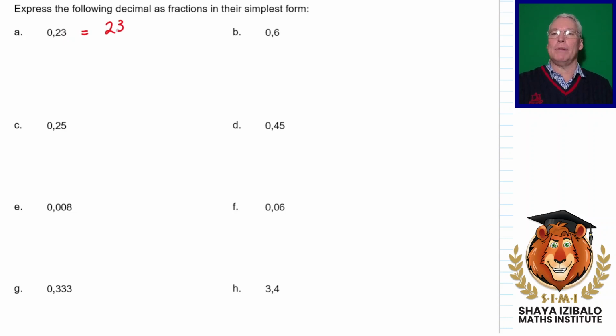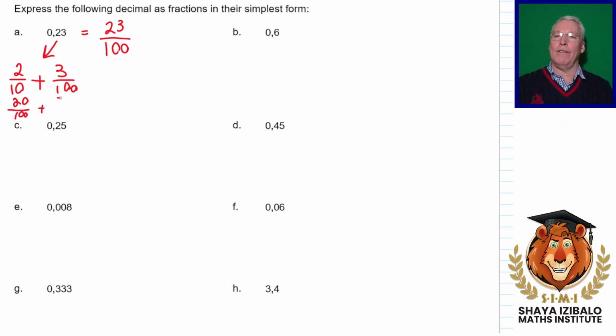Now, you might not be entirely convinced of that straight away. Maybe you want to go like we did on the previous page, 2 tenths and 3 hundredths, and then we want to add these. So we must make these into hundredths. So we actually get 20 hundredths plus the 3 hundredths, and we get 23 hundredths. But we are hoping that you will soon be able to go directly to there.